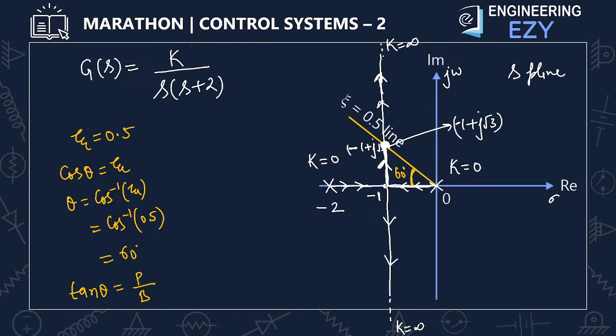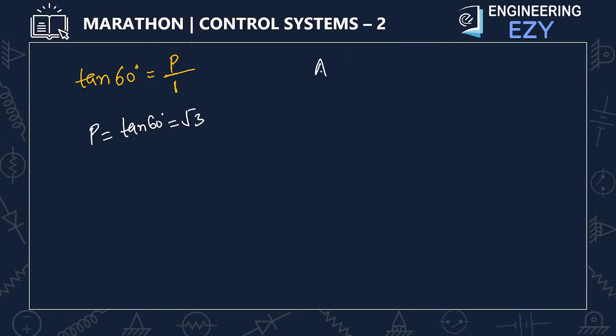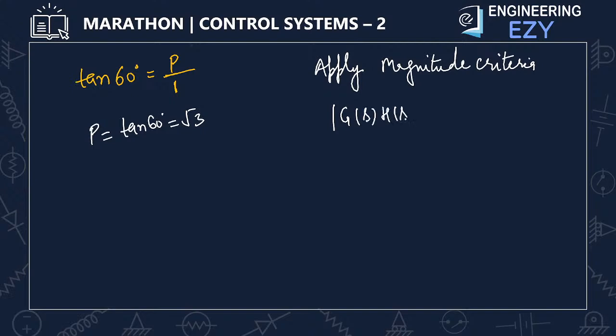And if this point lies on the root locus, we have to calculate the K. Now we can apply the magnitude criteria. Once we know the value of s at the intersection point, we can calculate the K. So apply magnitude criteria now. If I apply the magnitude criteria, I get modulus of G(s)H(s) at s equal to -1 plus j root 3 is equal to 1.